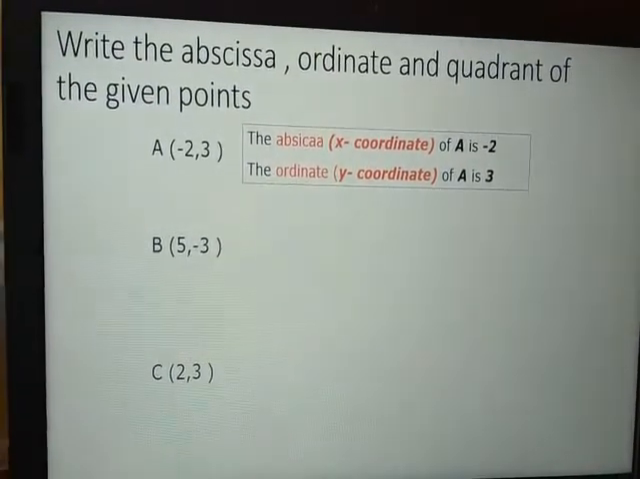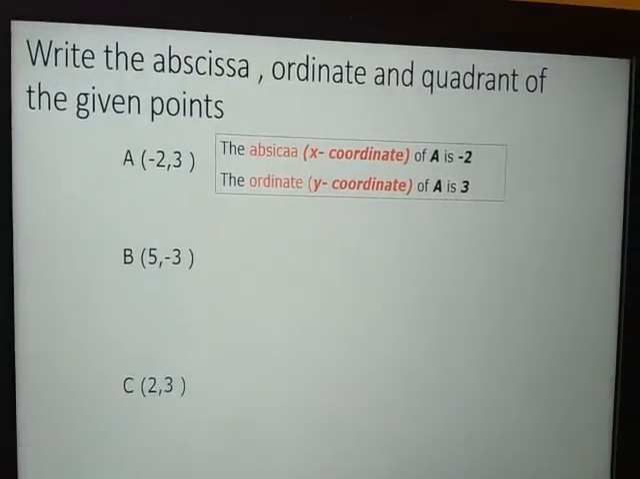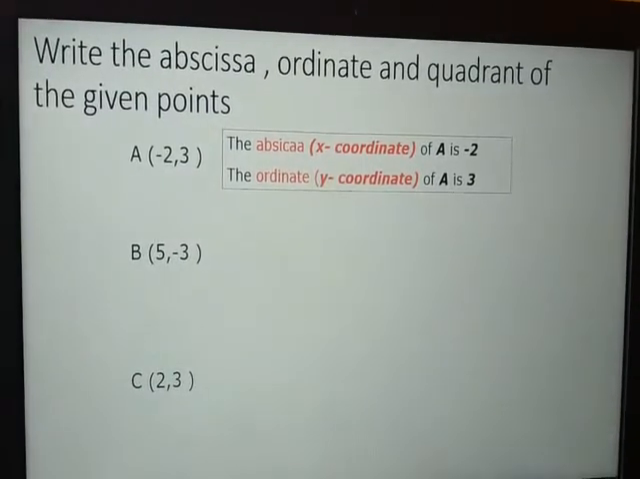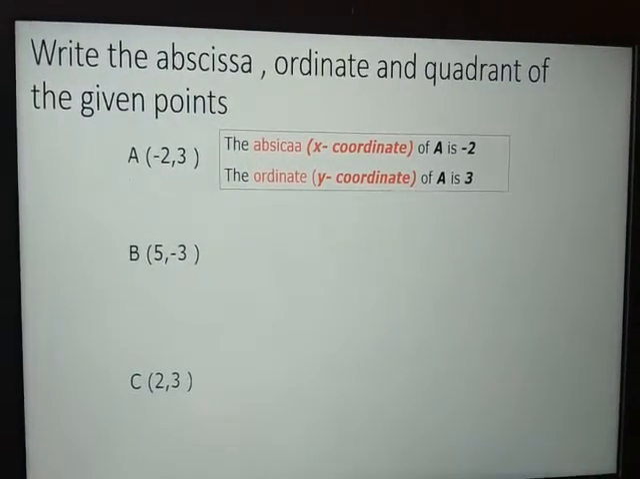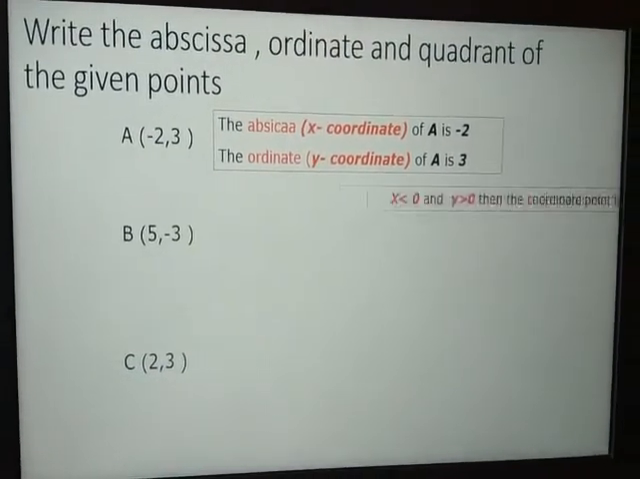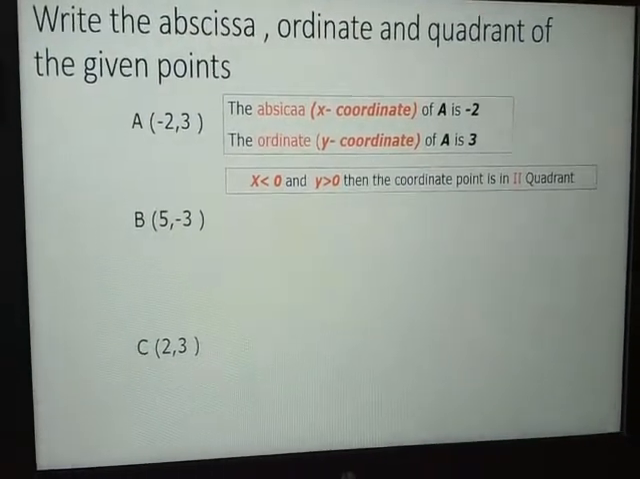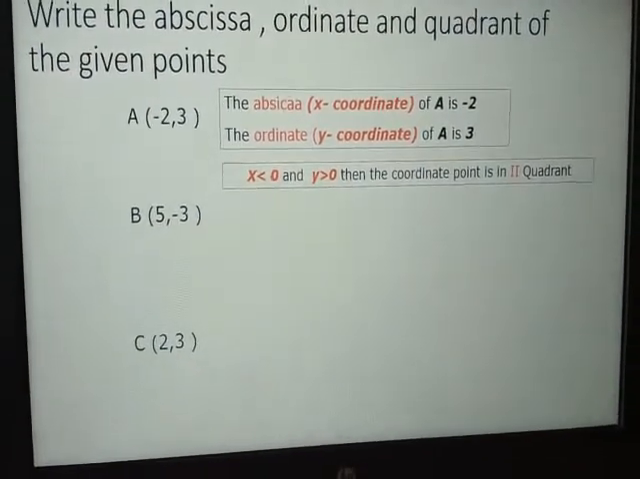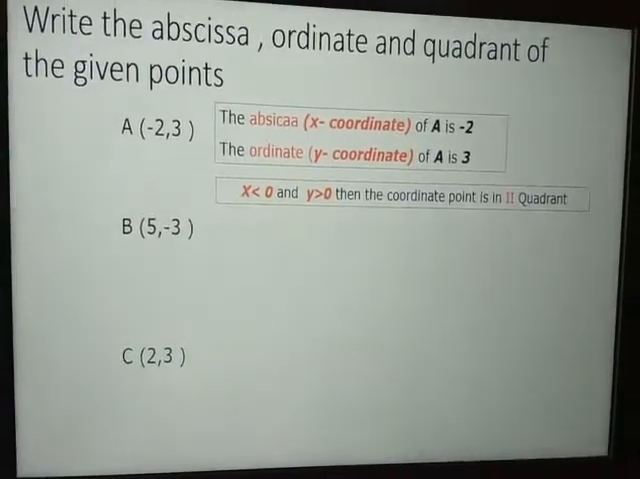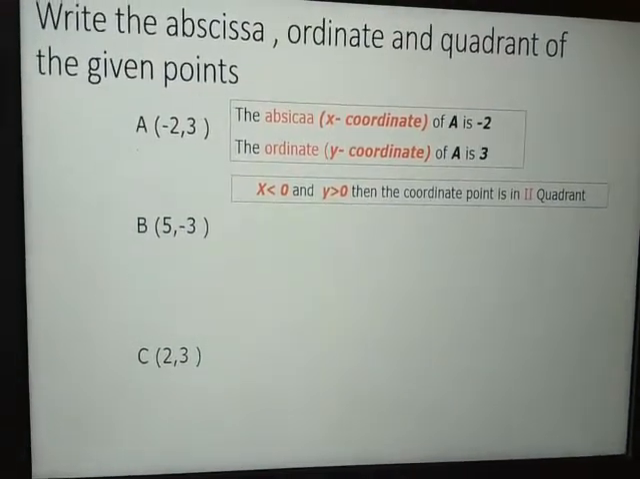If we observe the point, the abscissa is less than 0. That is, the x coordinate is less than 0 and the y coordinate is greater than 0. So if x is less than 0 and y is greater than 0, then to which quadrant does it belong? It belongs to the second quadrant. As x is less than 0 and y is greater than 0, we say that the coordinate point belongs to the second quadrant.